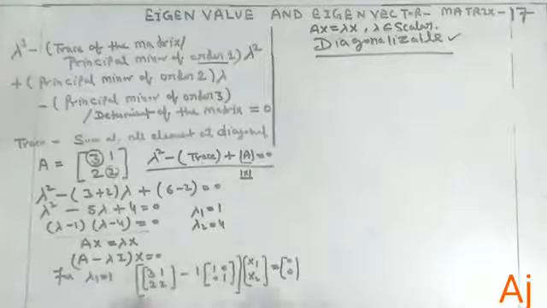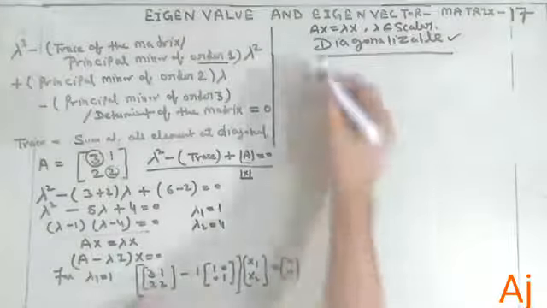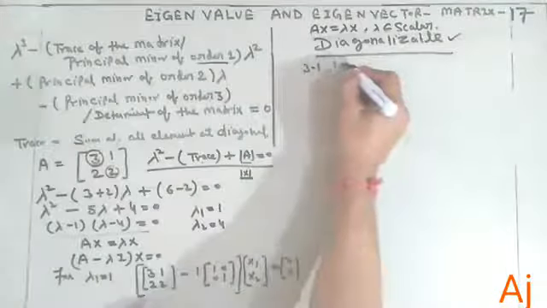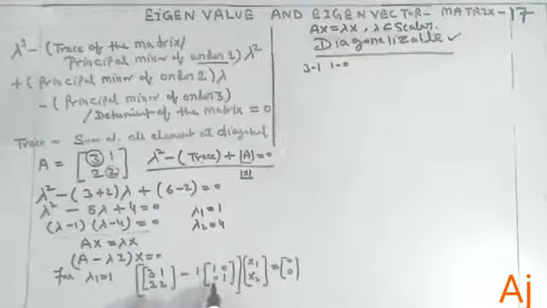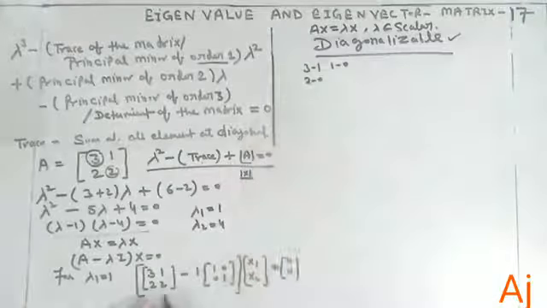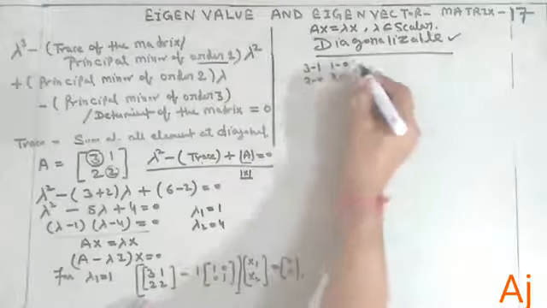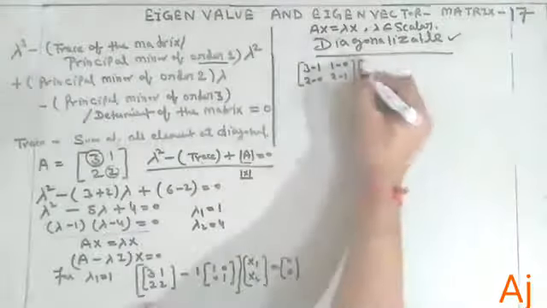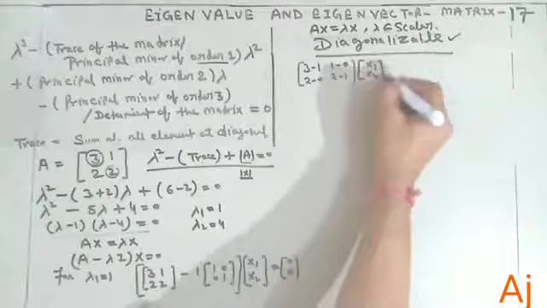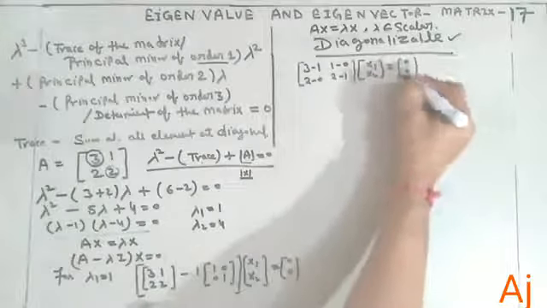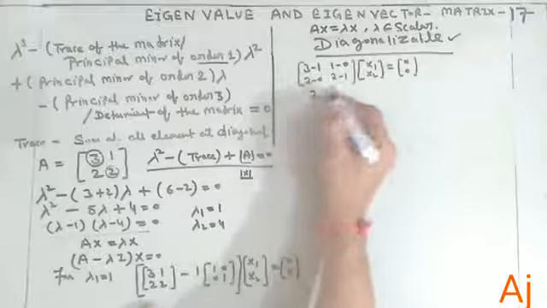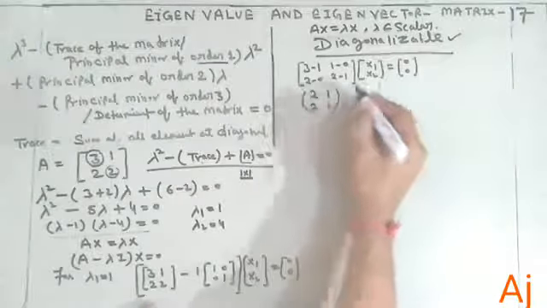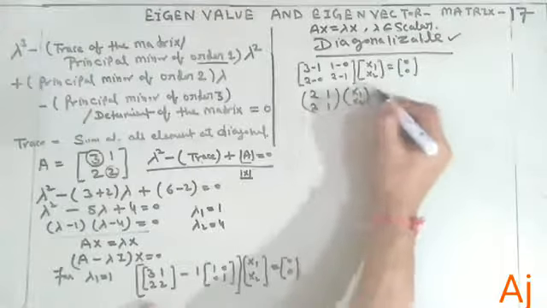If you solve it, then what will you get? 3 minus 1, 3 minus 1, then 1 minus 0, 1 minus 0, then 2 minus 0, 2 minus 0, then 2 minus 1, 2 minus 1. If you subtract the two matrices, then you will get x1 x2 is equal to 0 0. Solve it: 3 minus 1 is equal to 2, 1 minus 0 is 1, 2 minus 0 is 2, and 2 minus 1 is equal to 1. This matrix times x1 x2 is equal to 0 0.